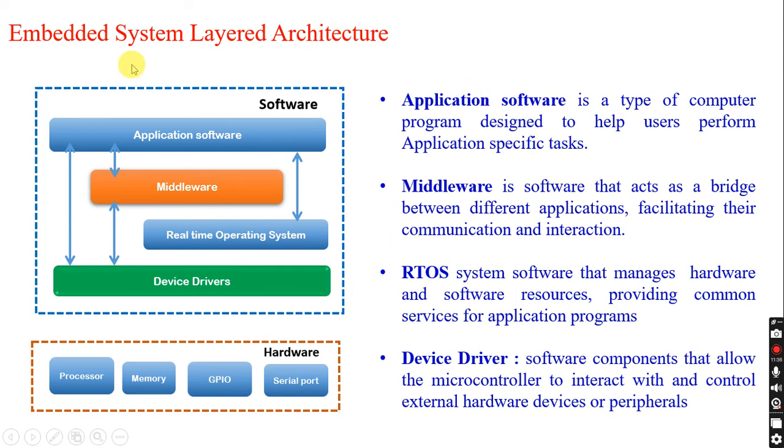So all together is called an embedded system. We have software and hardware. Under software we have application, middle level, RTOS and device drivers, plus hardware. In the hardware section, as you might already know, we have a processor, a memory, GPIO, and a serial port. In detail, we'll discuss these later in the upcoming contents.